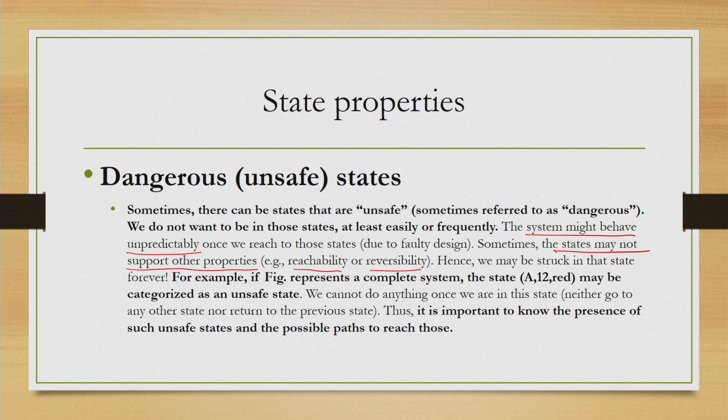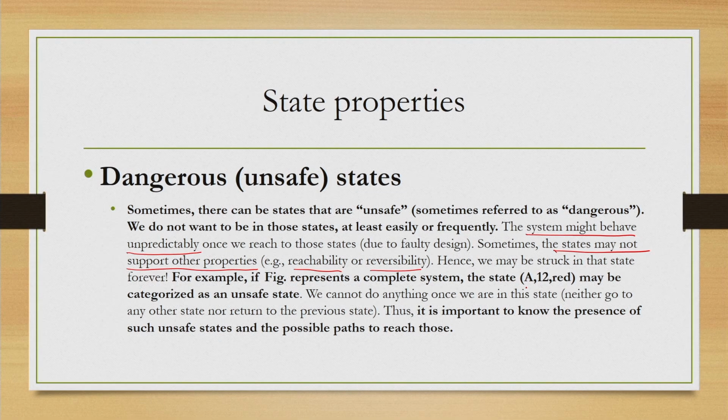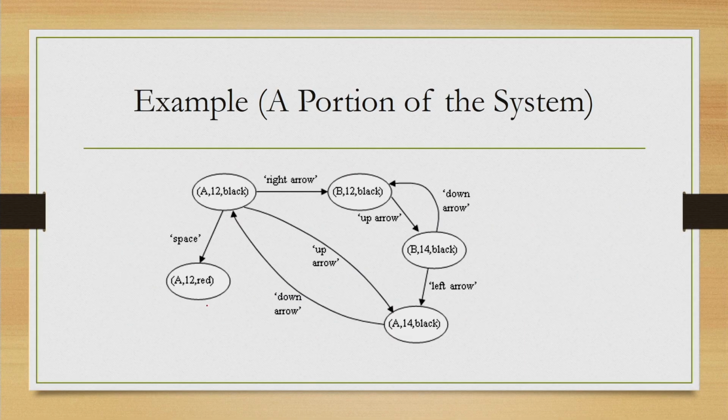The designer wants the presence of such states for various reasons. So, in that case it is not an issue, but if that is not the case and such states appear due to faulty design, then it is necessary to check for those states and identify the presence of those states so that we can rectify the design. Let us see, for example, the state A12 red.